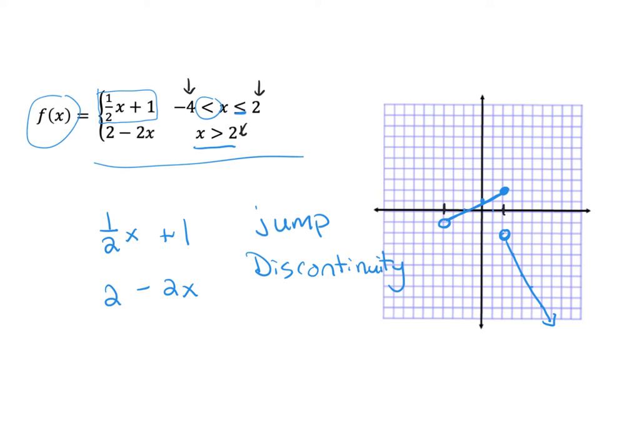And this is an example of jump discontinuities. Discontinuities are those vertical asymptotes and the holes that we've been working with. And then this is the other type of discontinuity, when we have a jump in a piecewise function.